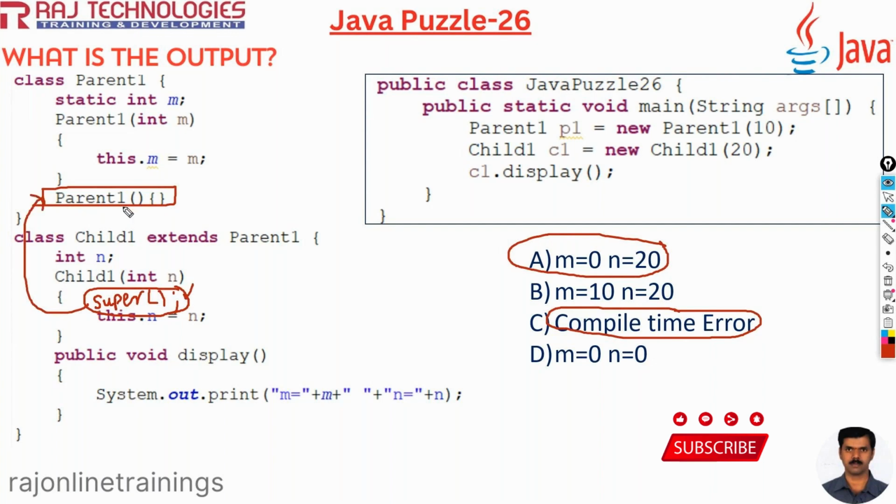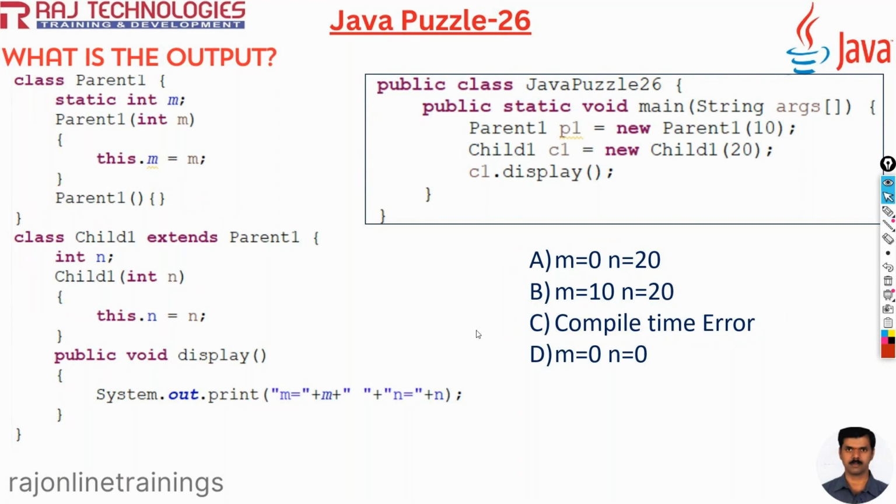Since I have already created it, it won't go with the compile time error. It won't go with what? Compile time error, because I have already added a default constructor in the parent class. If this constructor is not present, then you can go with the answer compile time error. Since I have already added this default constructor in the parent class, it won't give this compile time error. Now let us see what the output of this will be.